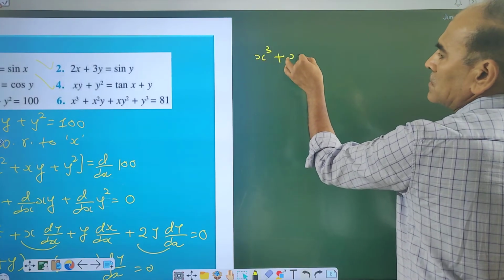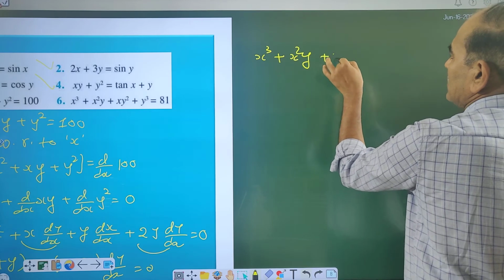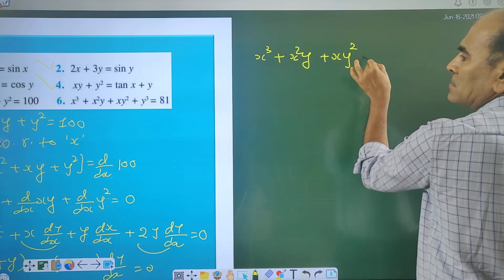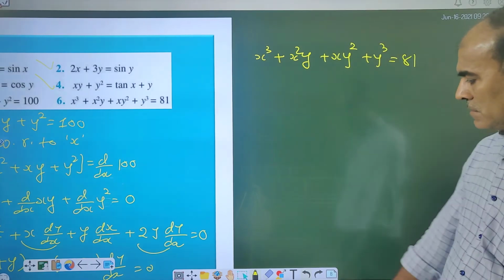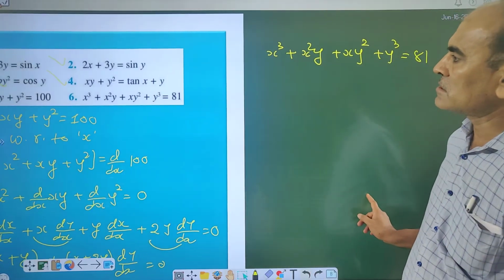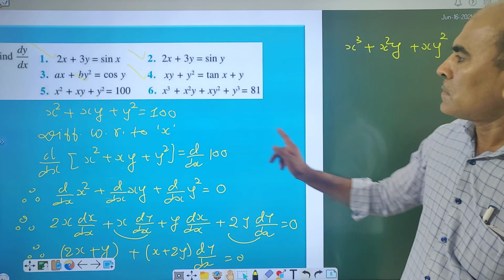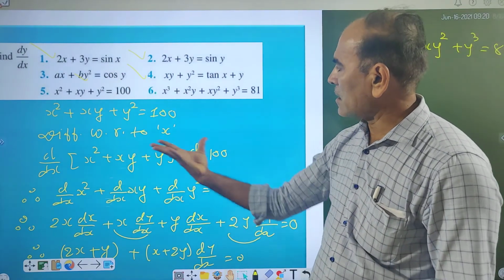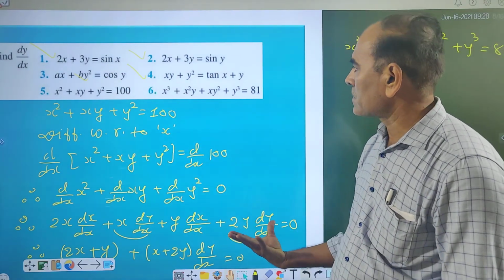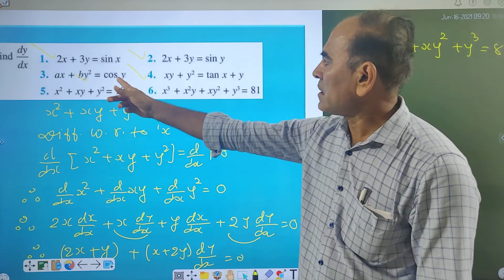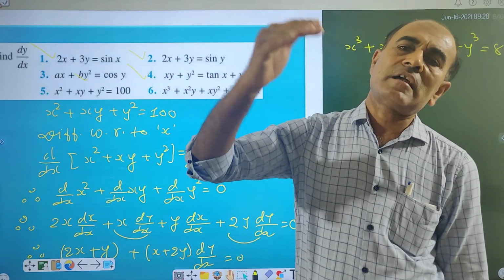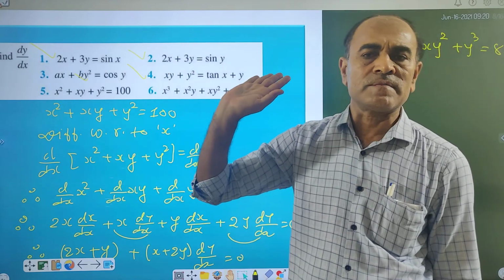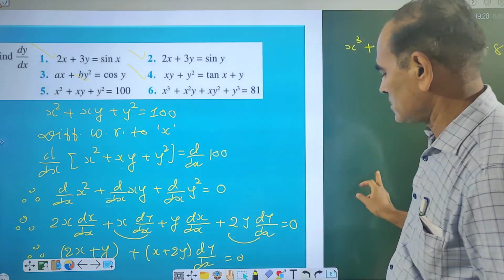Next, example number 6: what relation is given to us? x cube plus x square y plus xy square plus y cube is equal to 81. This relation is given. See, in the remaining sums you have to take direct differentiation on both sides. In the earlier sum, cos y was given on the right hand side, so cos of some function gives minus sin of some function times d by dx of some function. Only we have to apply that relation.